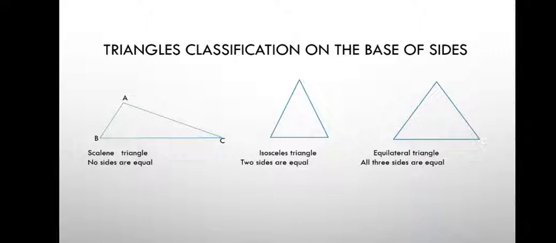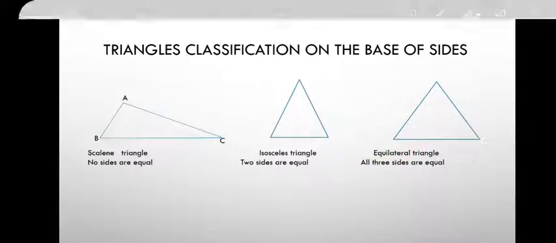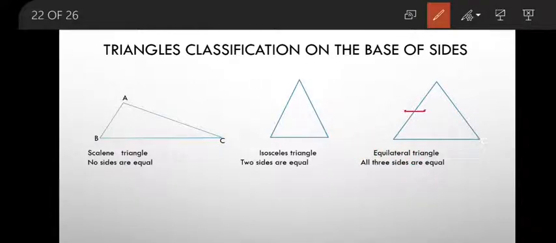Triangle classification on the basis of sides. Scalene triangle: no sides are equal. Isosceles triangle: 2 sides are equal. Equilateral triangle: all 3 sides are equal, so we can call it a regular polygon. In an isosceles triangle, these 2 sides are equal. In a scalene triangle, no sides are equal, so all these 3 sides have different measurements. Okay, these are the triangle classifications on the basis of sides.